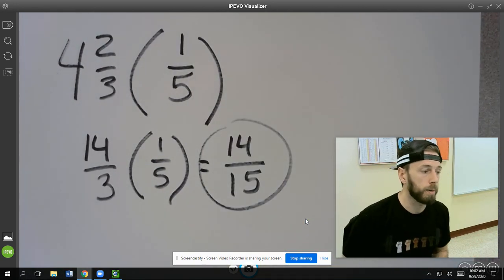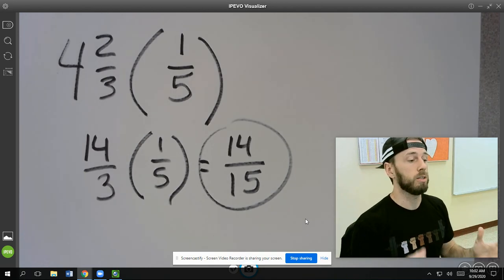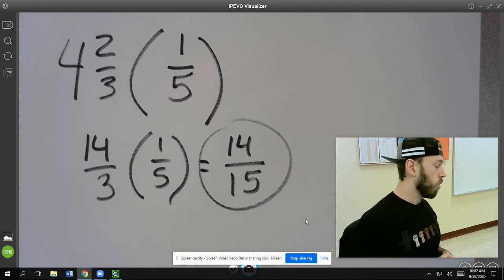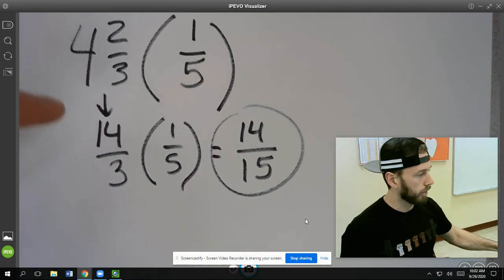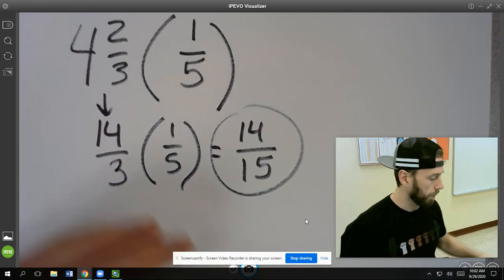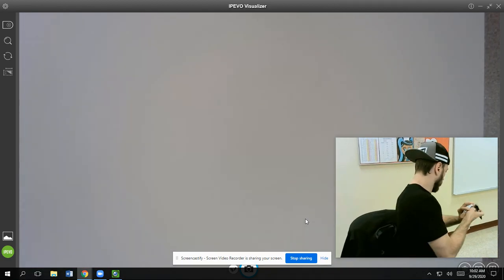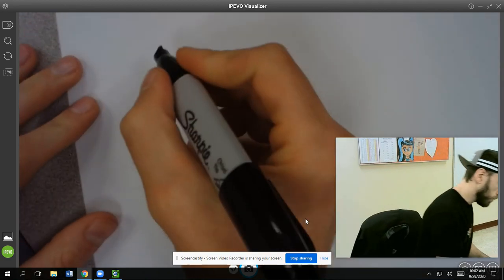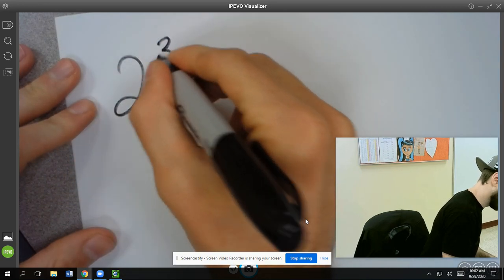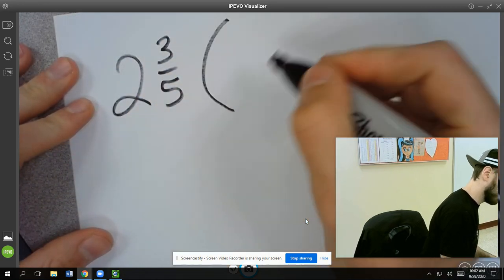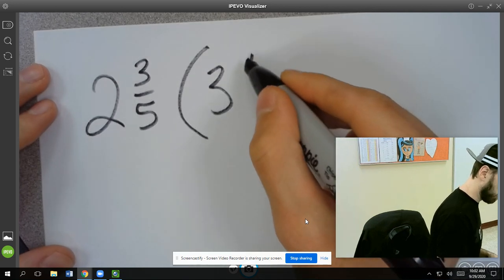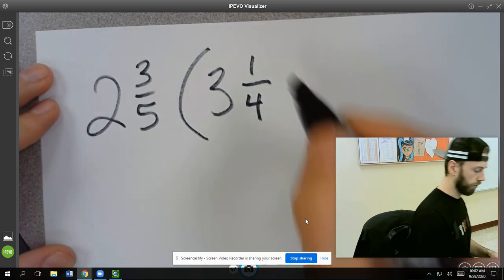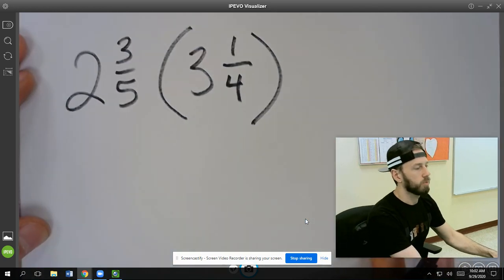So as you can see, multiplying mixed numbers is the exact same way we multiply fractions, except there's one step in the beginning where you got to take a mixed number and turn it into an improper fraction. Okay? So let's try another one. Let's do 2 3/5 times 3 and 1/4. Let's try this one out.